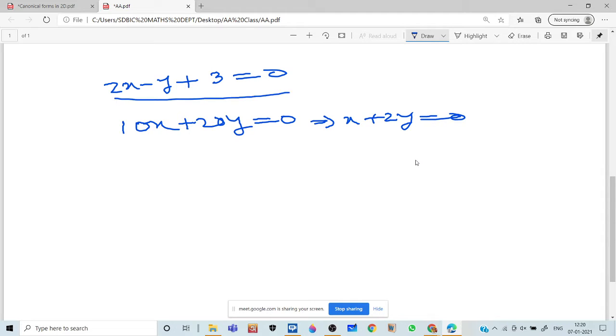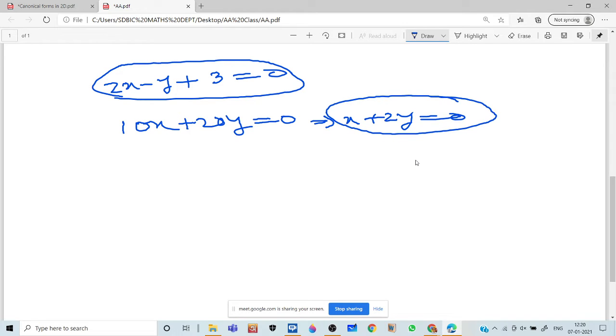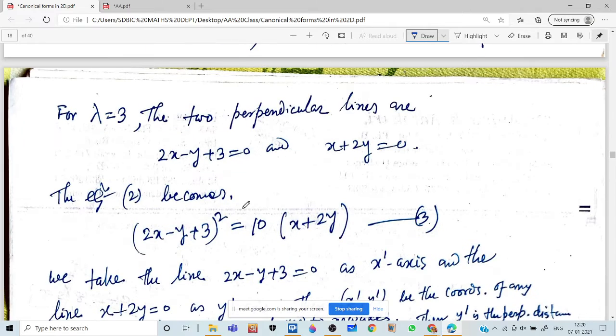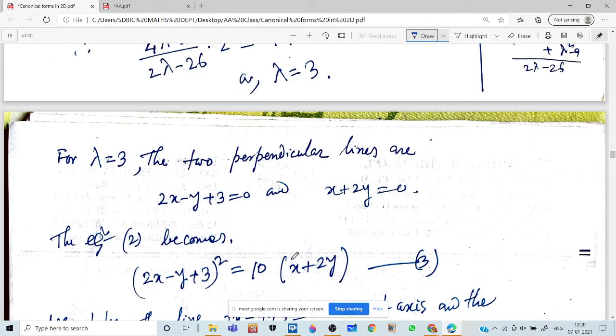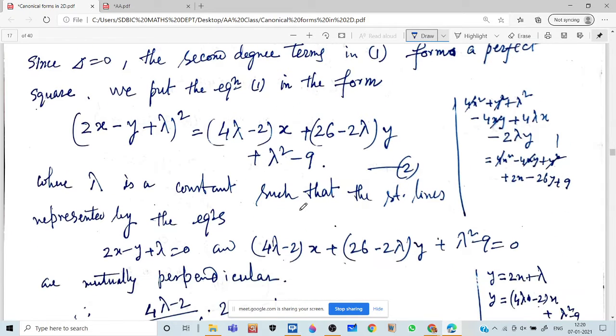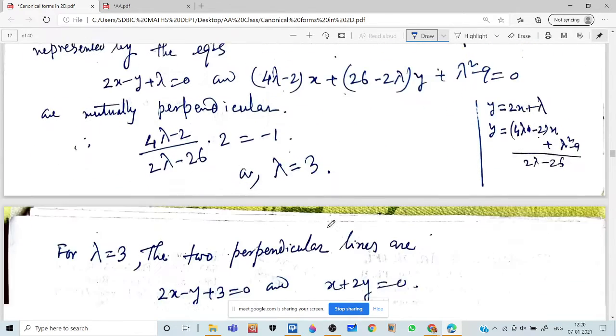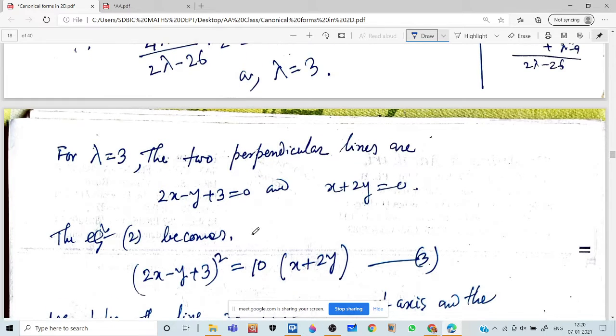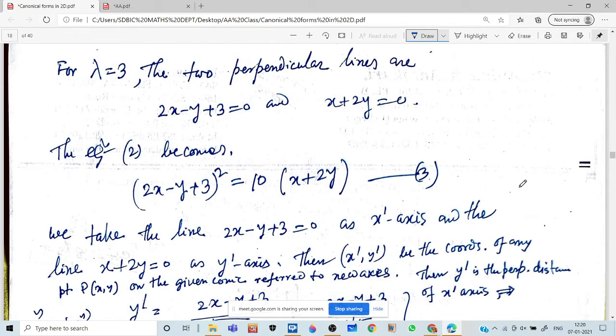So this straight line and this straight line are perpendicular straight lines, and obviously one is the axis of the parabola and the other is the tangent at the vertex. So equation 2 becomes, putting the value of lambda equal to 3, this equation 3.